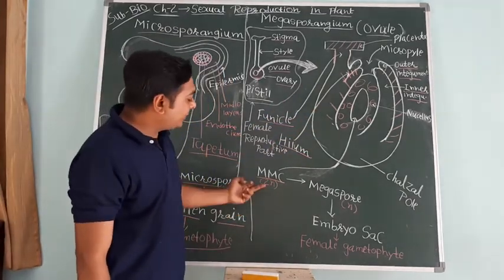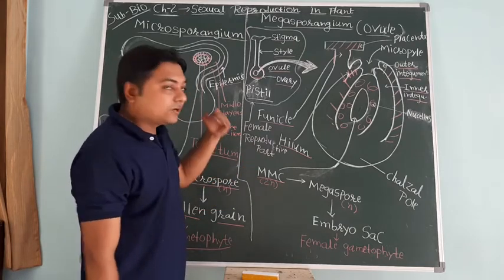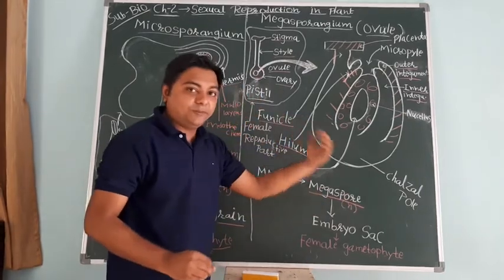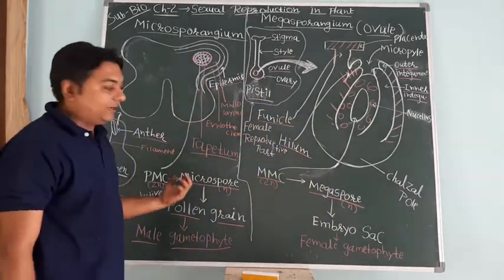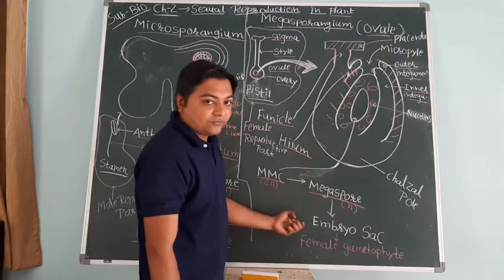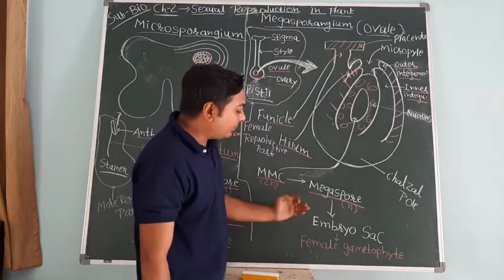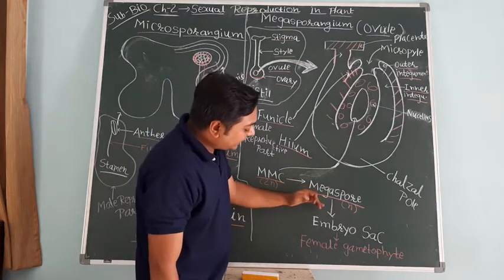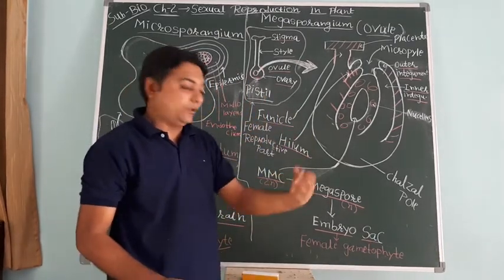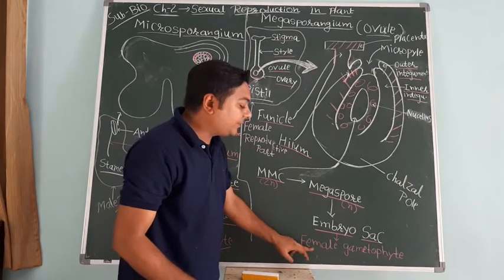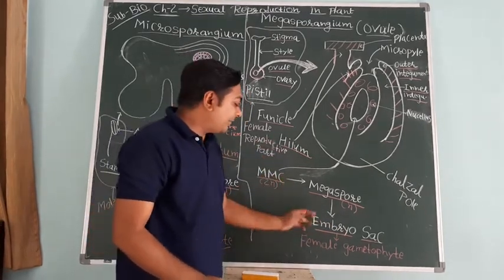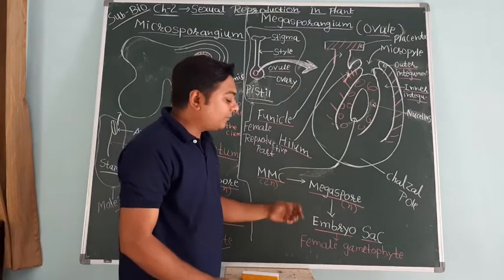Here the megaspore mother cell is diploid, which undergoes meiosis and produces haploid megaspores. The megaspore is the female gamete, and the microspore is the male gamete. The megaspore develops into the female gametophyte, the embryo sac. The sac means a pouch which carries the embryo. The embryo sac is known as the female gametophyte; gametophyte means that which carries the gametes, and since the embryo sac carries female gametes, it is called the female gametophyte.